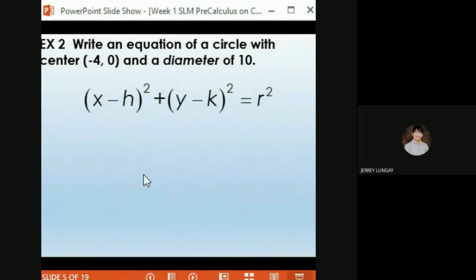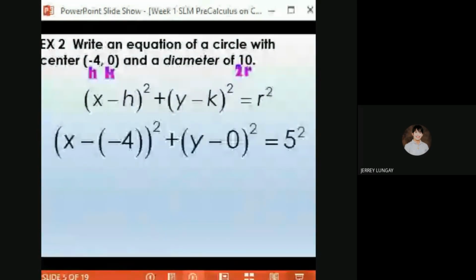Okay, very good. Substituting negative 4, 0 and 5 to the standard equation of a circle, it would become, taking the opposite sign, class, x minus the negative 4 squared plus y minus 0 squared is just equal to 5 squared. Okay, question. What would be the final standard equation of a circle, class? What would be the final?